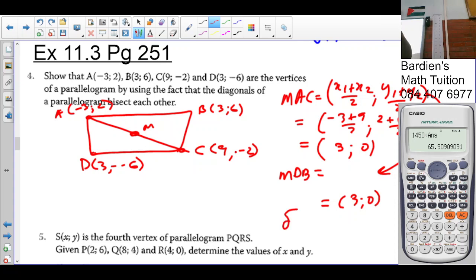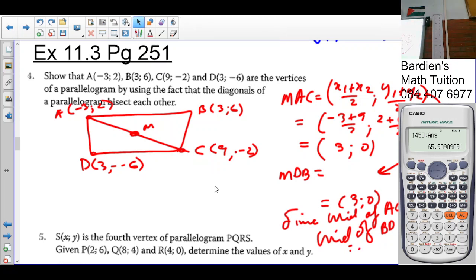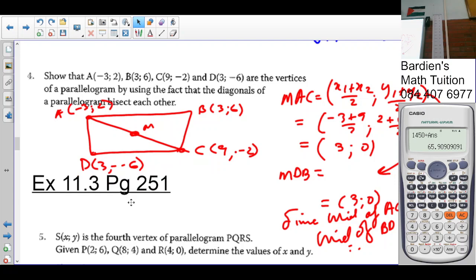Since the midpoint of AC and the midpoint of BD are equal, therefore the diagonals bisect each other, and a quadrilateral whose diagonals bisect each other has to be a parallelogram. Okay, that's the exam type question there.